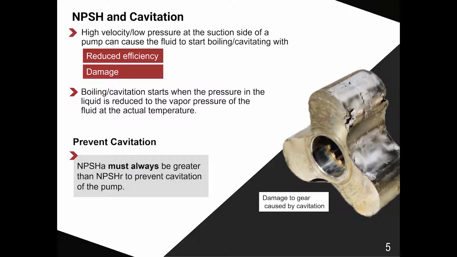When the NPSH-A is less than the NPSH-R, we have cavitation. Cavitation occurs when the liquid pressure is reduced to the vapor pressure of the fluid at the actual temperature. This reduces efficiency and damages the pump. For this reason, your NPSH-A must always be greater than the NPSH-R to prevent cavitation.